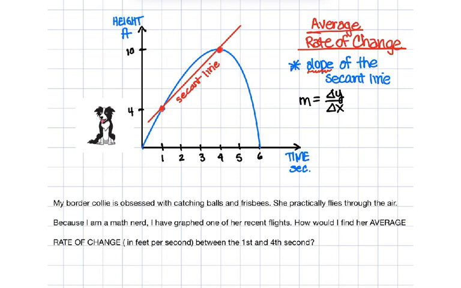So let's go ahead and do this. So we've got 10 minus 4 over 4 minus 1. That becomes 6 over 3, which is 2. And since this is a rate, we have to use our units. So 2 feet per second. P.S. On the AP exam, they take off points if you don't include units. So don't lose points unnecessarily.